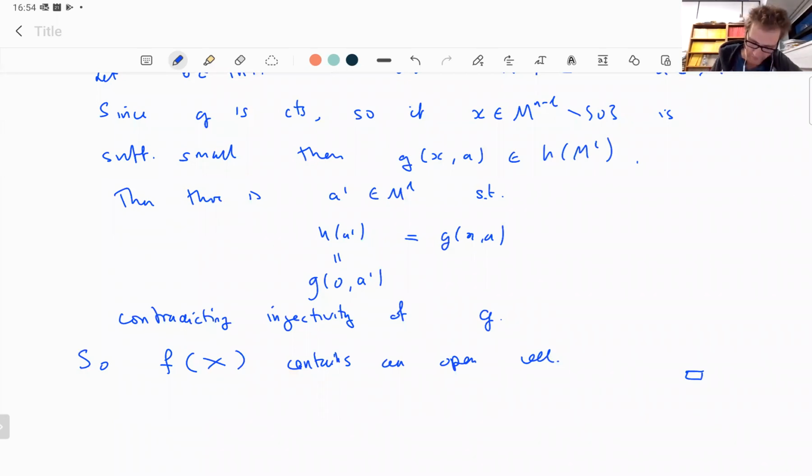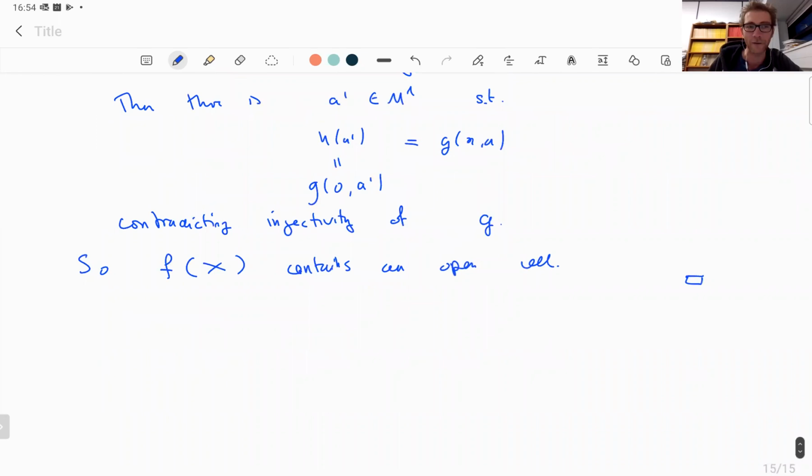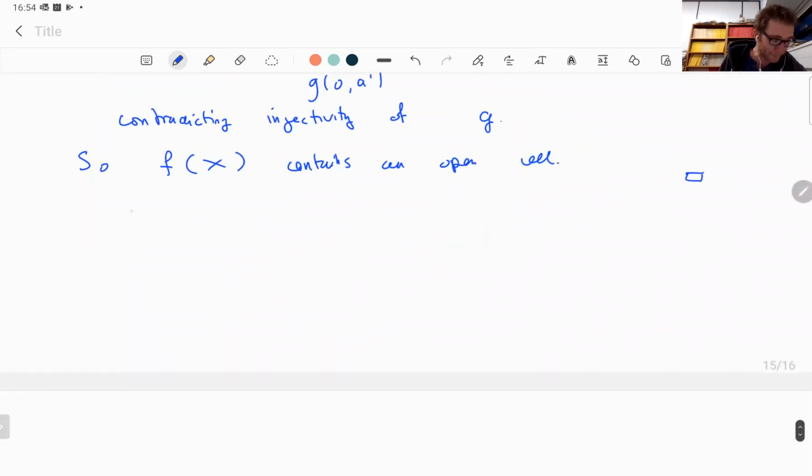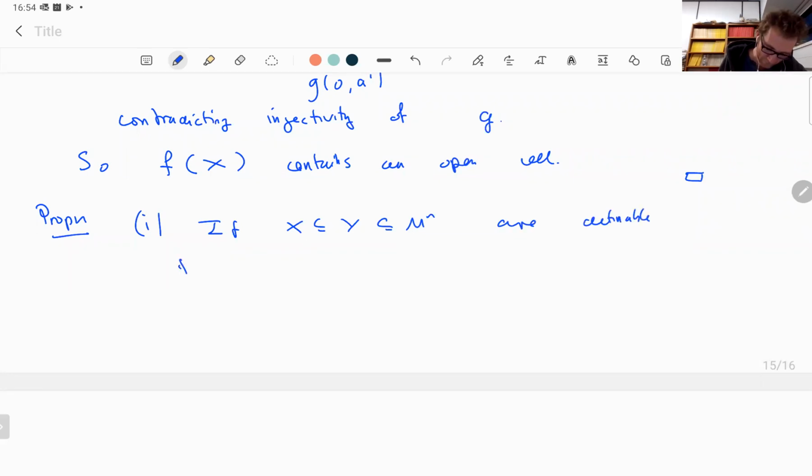Okay, so next we're going to show the invariance of dimension under definable bijections. So let's state what we're going to prove. 1, if I have X contained in Y and Y is contained in M to the N, and they're definable, then the dimension of X is less than or equal to the dimension of Y is less than or equal to N.